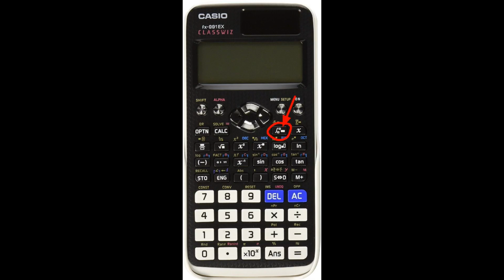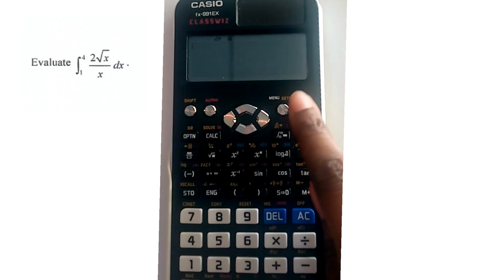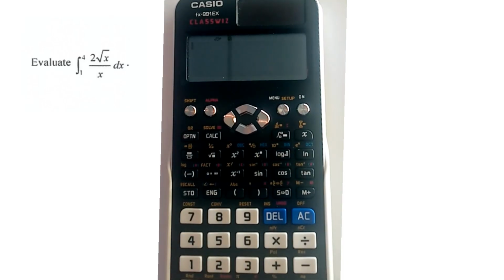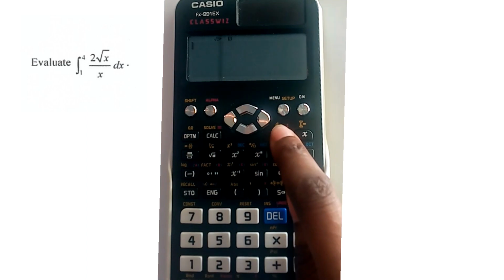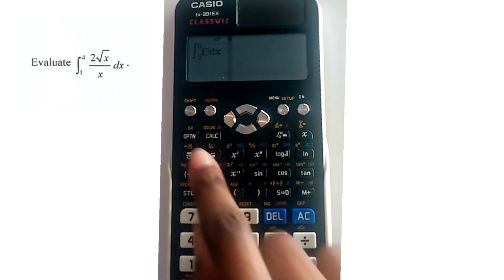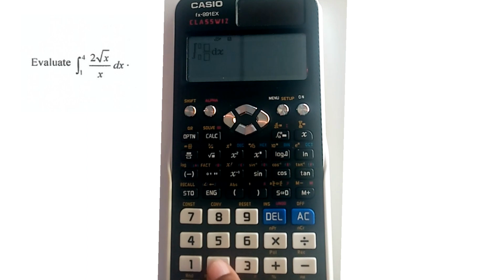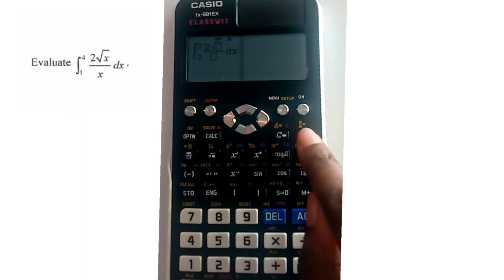Today we are going to use the integral key on a Casio FX-991EX calculator. For the first example we put on our calculator, we press the integral key. It's a fraction, so we press the fraction key. The numerator is 2 root of x.